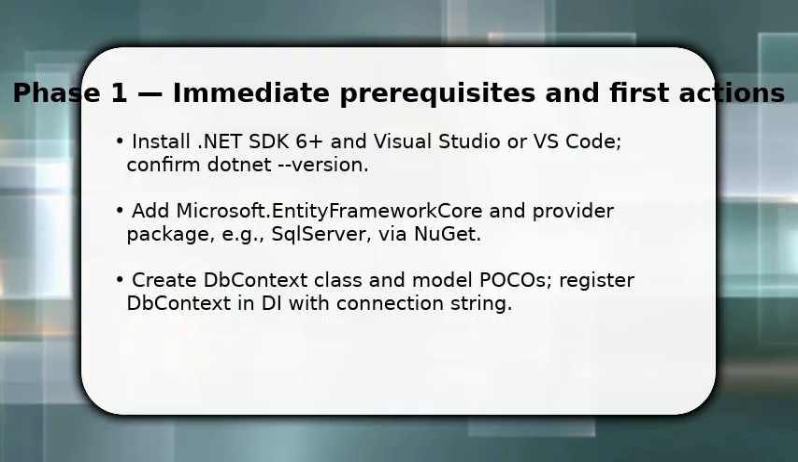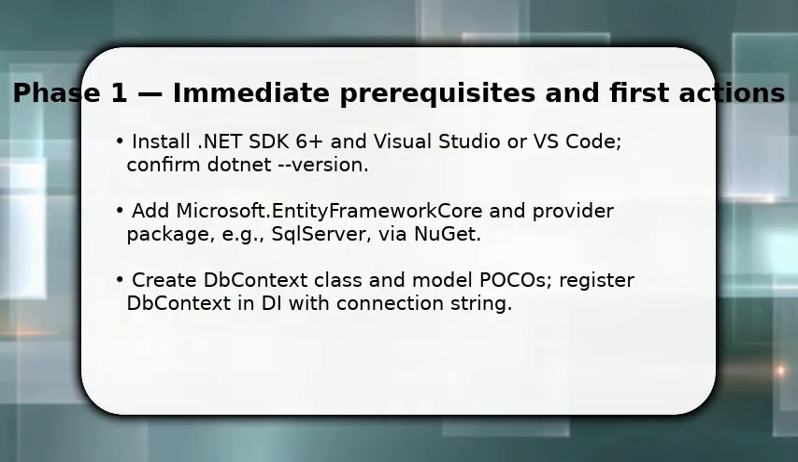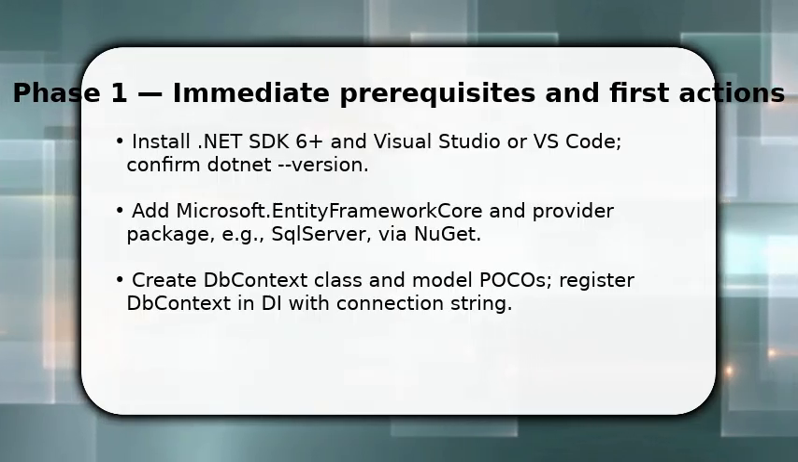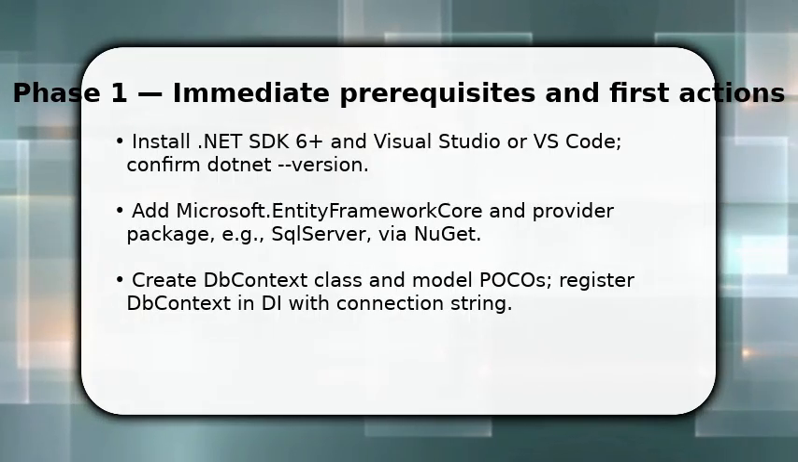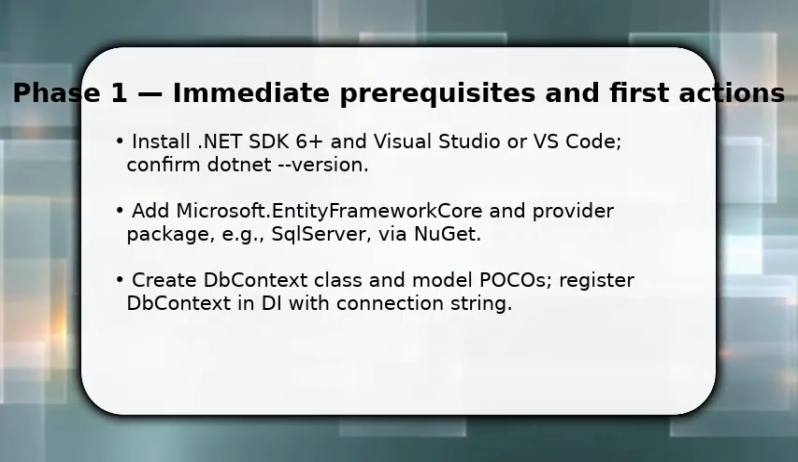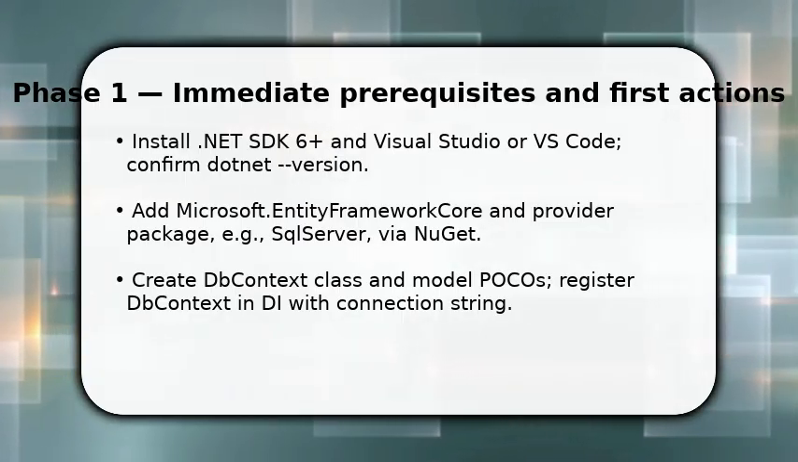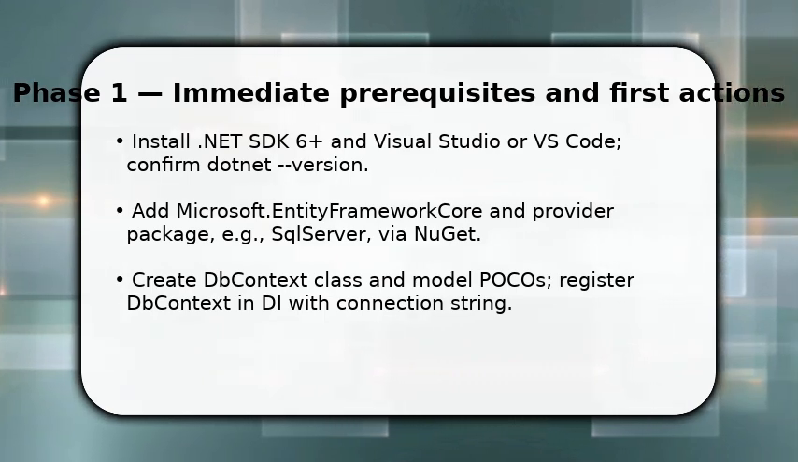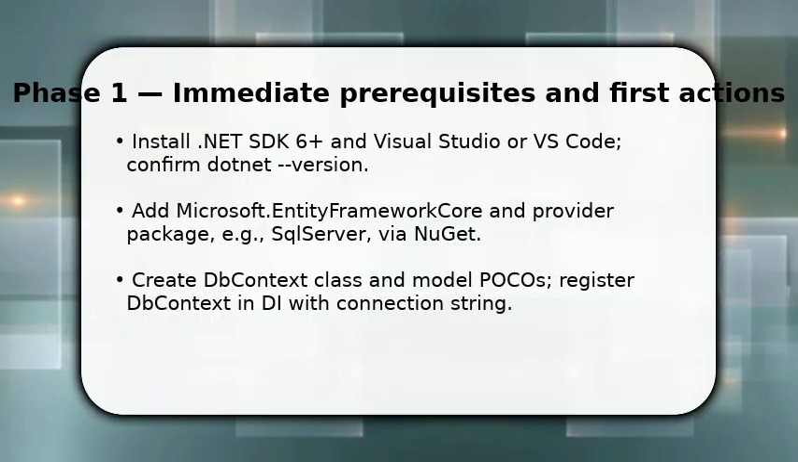Create your DbContext class and POCO entity models so you have a mapped domain. Once done, register the DbContext in dependency injection with the connection string in appsettings.json. This connects configuration to runtime. Make sure to keep migrations in mind. You're ready to create the initial migration next.